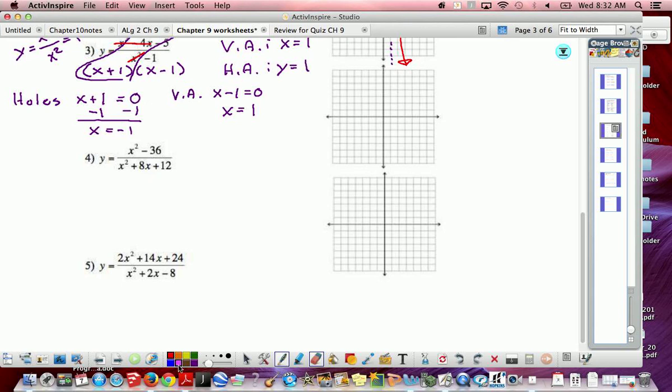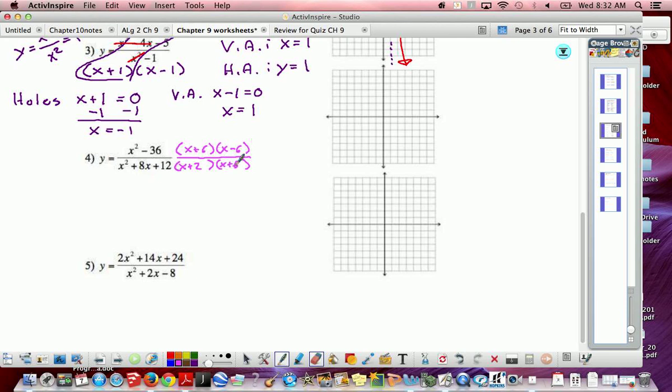Same process, we need to factor first. So if I factor this, I have x plus 6, x minus 6, difference of perfect squares. The other one, factors of 12 that add up to 8. Well, that would be 2 and 6.